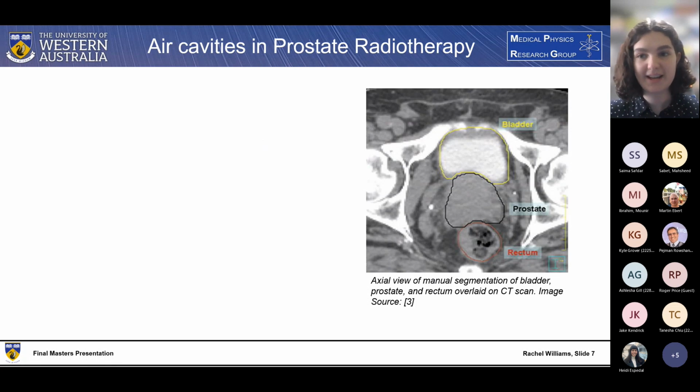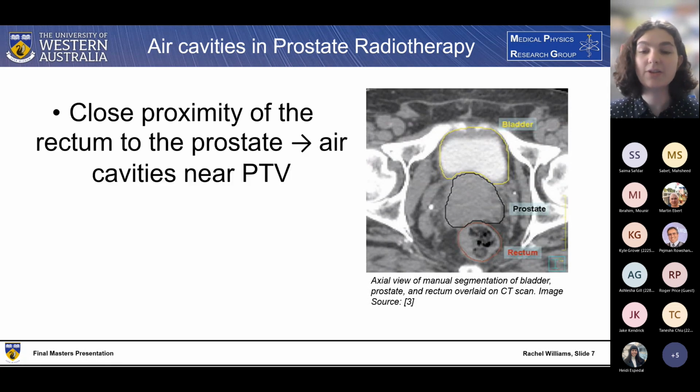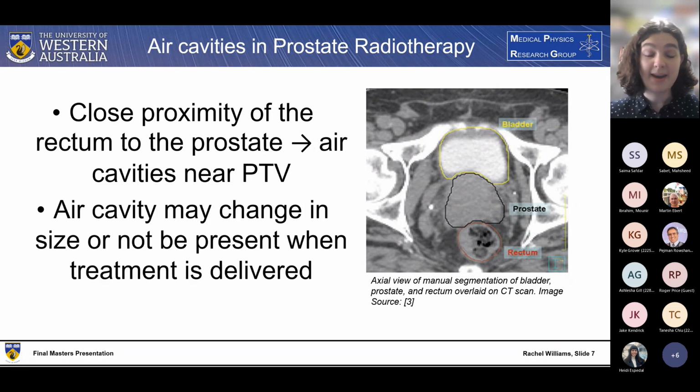In the case of prostate cancer, due to the close proximity of the rectum to the prostate, air cavities may sometimes be present in the rectum during the time of a CT scan for treatment planning, which results in air cavities either being not near the planning treatment volume or overlapping with it. The air cavity may change in size or may not necessarily be present when the treatment is delivered, especially considering the treatment is delivered in multiple fractions.